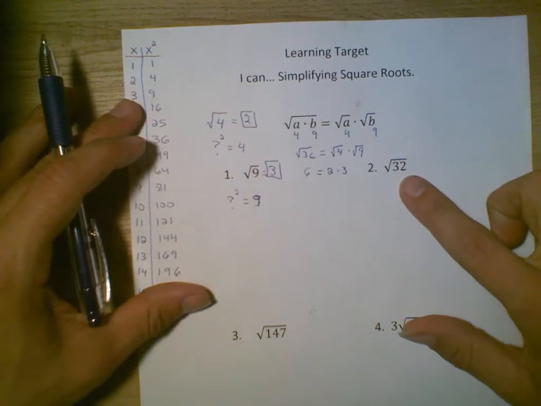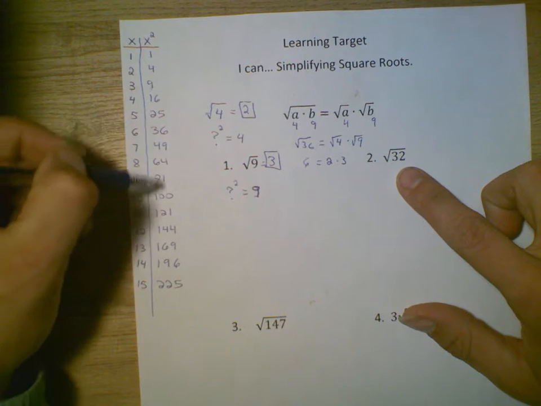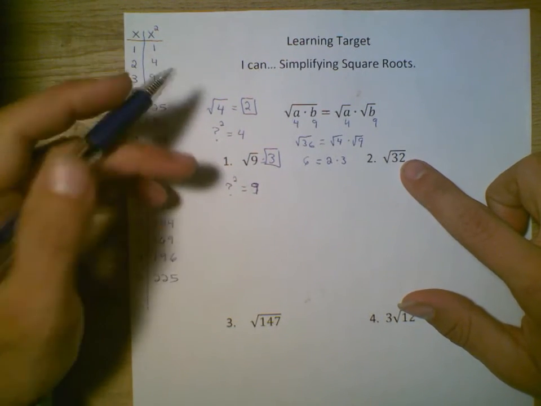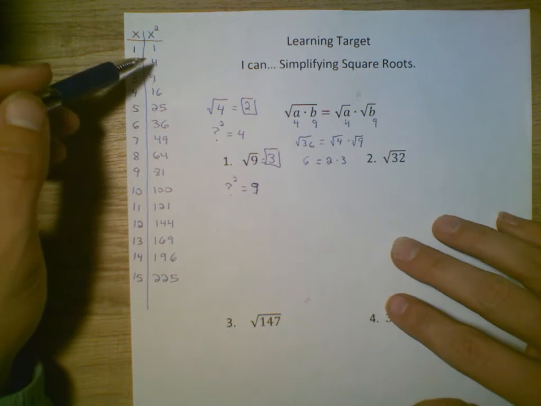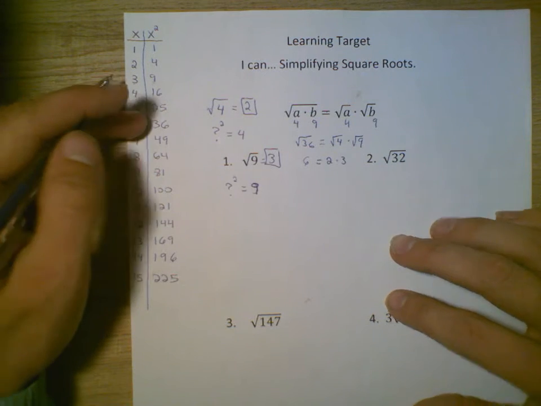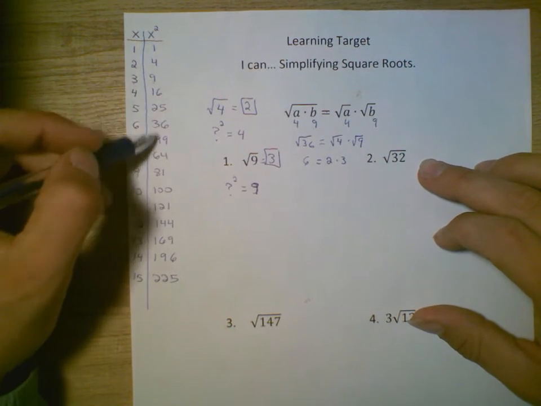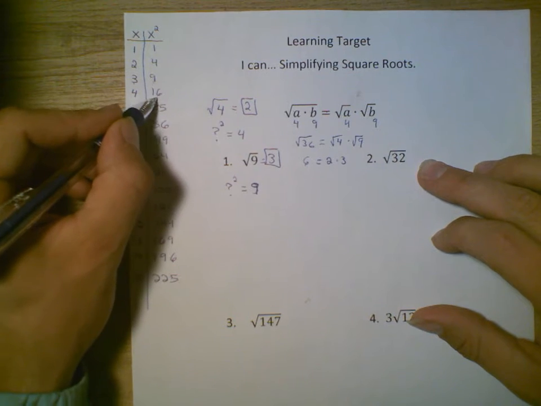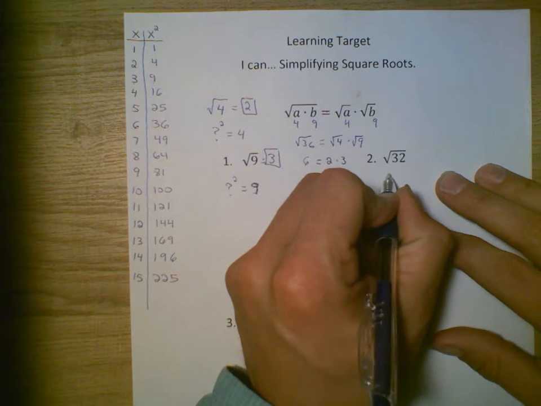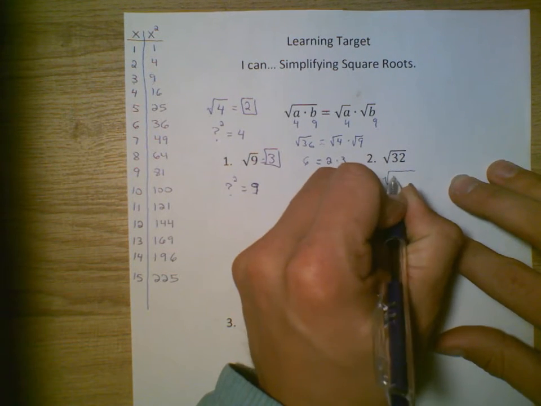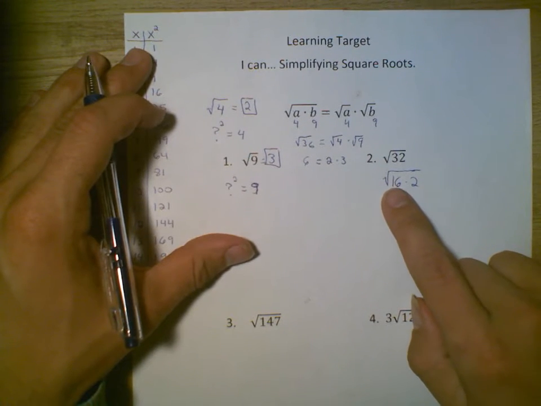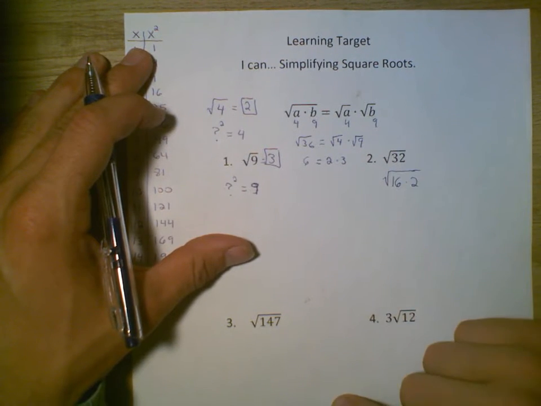So if we go back to number 2 here, remember, it's not a perfect square, but what I can do is factor out a perfect square from 32. So I ask myself, in my list of perfect squares, what is the biggest perfect square that goes into 32? And you'll notice that number is 16, right? I can rewrite the square root of 32 as the square root of 16 times 2. The reason I can do this is because 16 times 2 is 32.